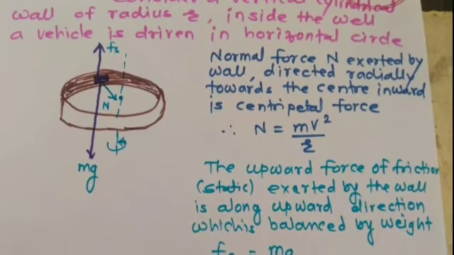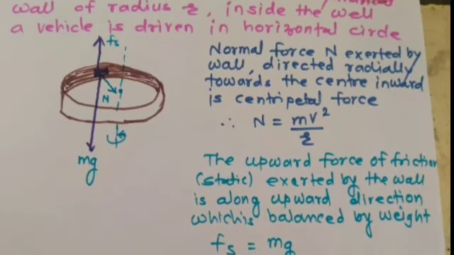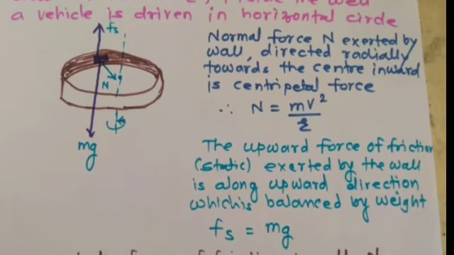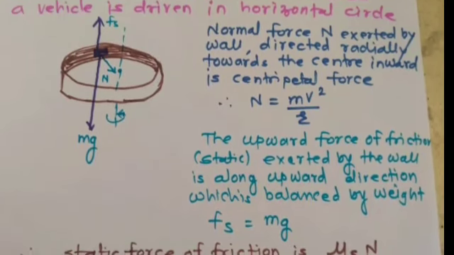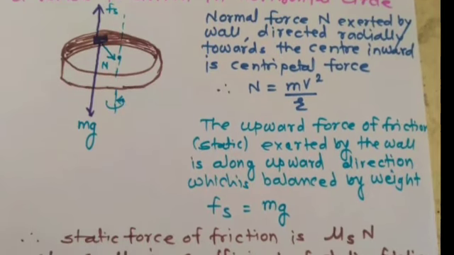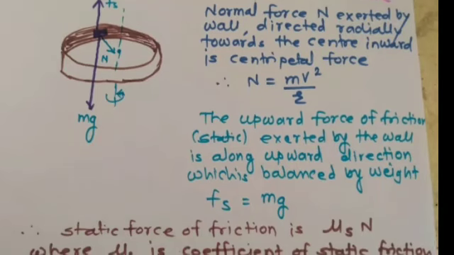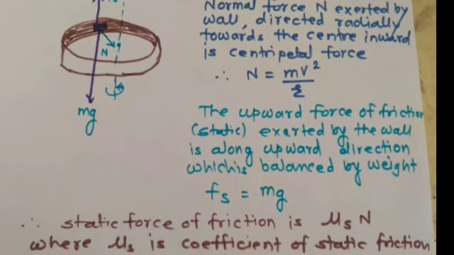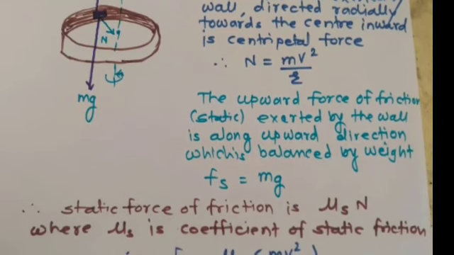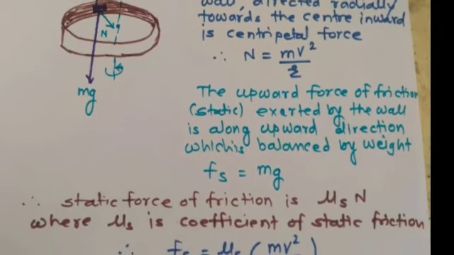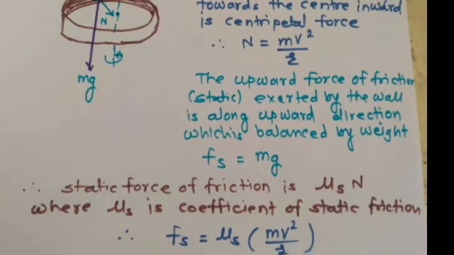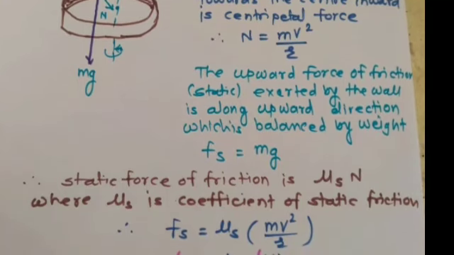Normal force capital N exerted by wall, which is directed radially towards the center inward, is called centripetal force. Therefore, capital N is equal to m v square upon r as shown in figure. The upward force of friction, which is static friction exerted by wall, is along upward direction, which is balanced by weight. Therefore, Fs is equal to mg.